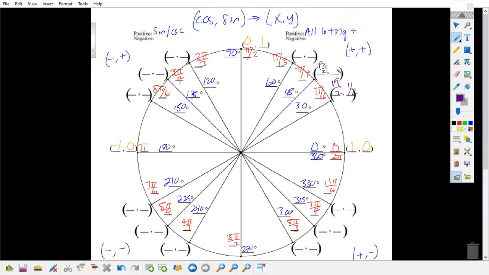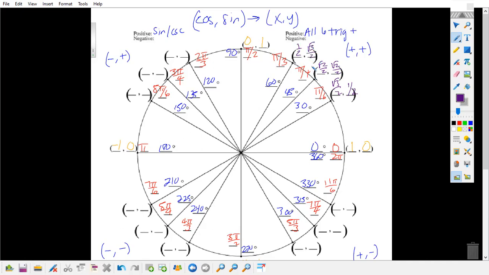Square root of 2 over 2. And what is the sine of 45? Square root of 2 over 2. Okay. What is the cosine of 60? What is the sine of 60?